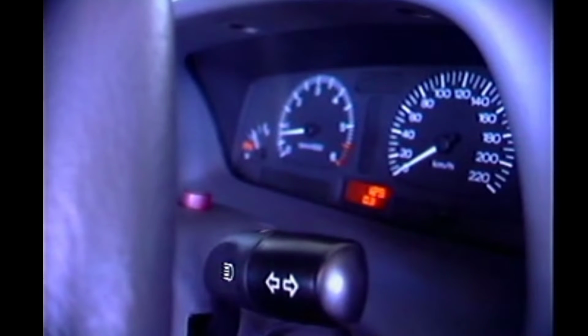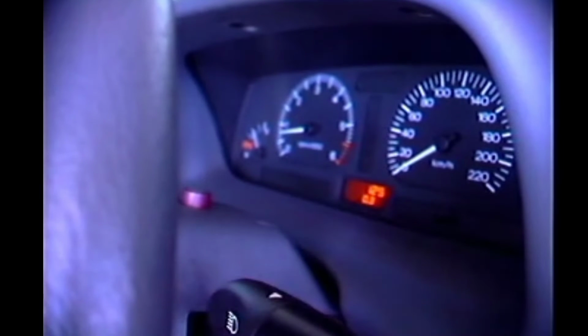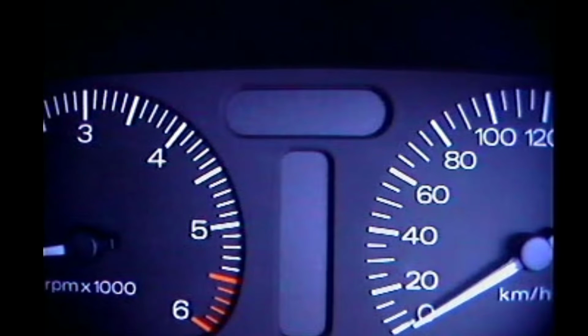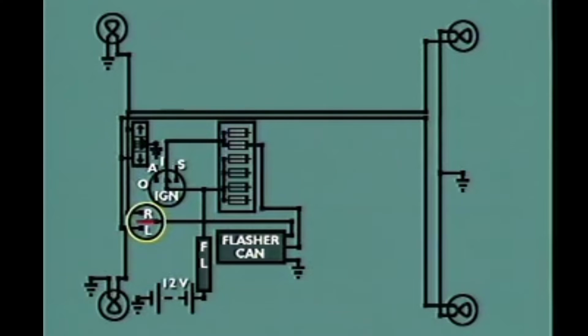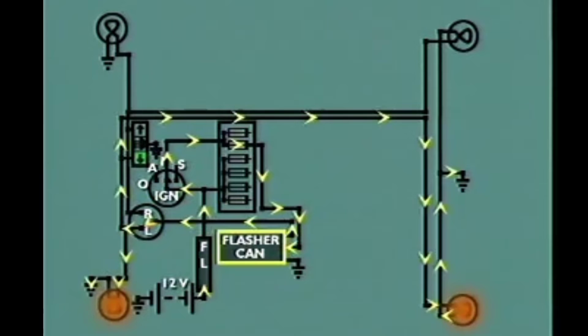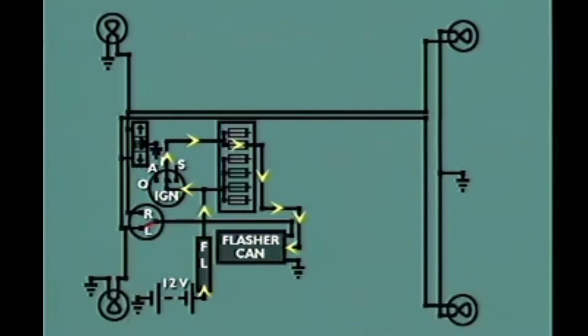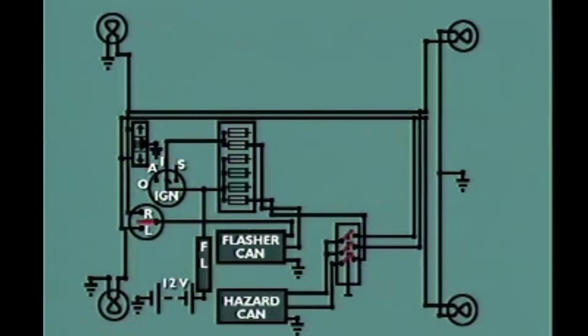When the indicator switch is returned to the off or central position, no current flows through the flasher unit, so the timer circuit is switched off. When the indicator switch is turned in the opposite direction, it directs the pulsing current to the left-hand lights at the front and rear of the vehicle, as well as the left-hand pilot light on the instrument cluster.